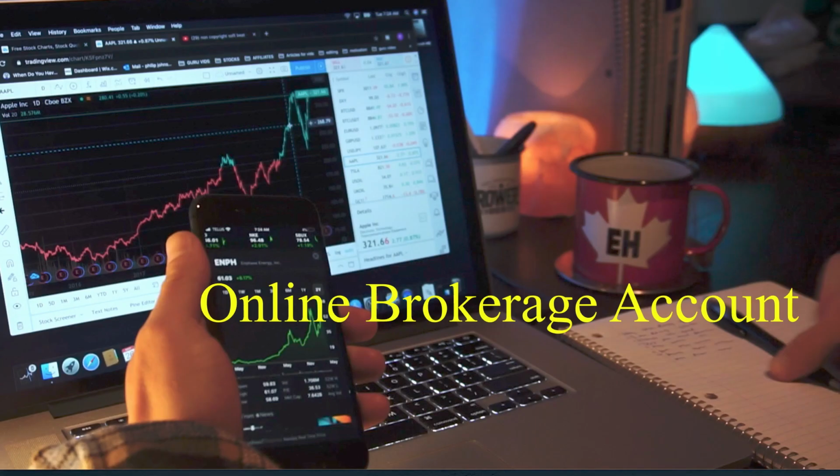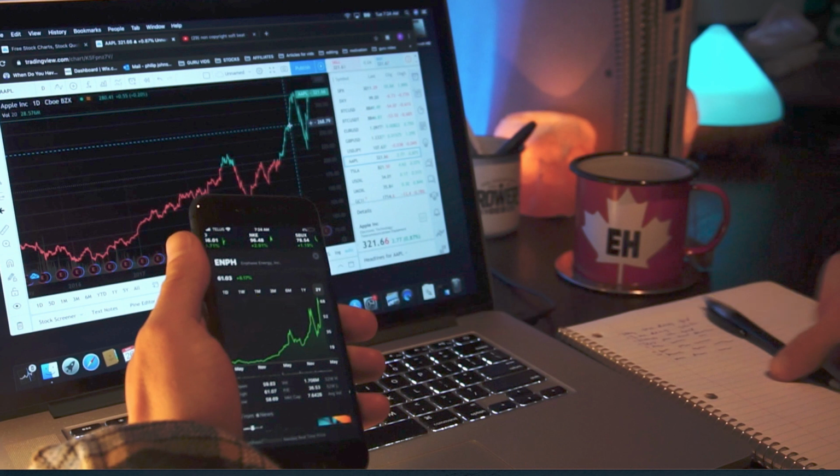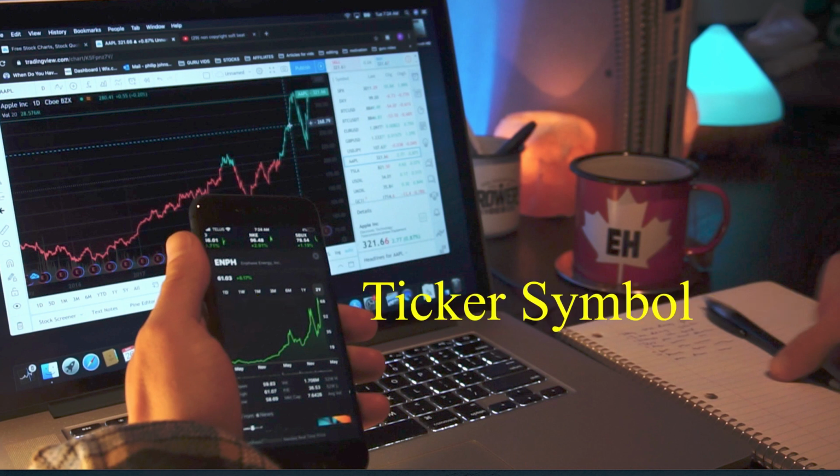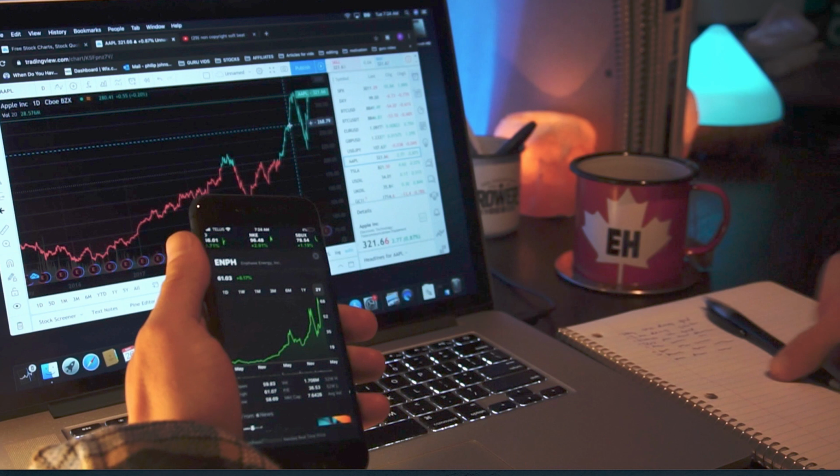Let's get into this. Online brokerage account. A broker is a person that buys and sells stocks for you. You register an online account to access their services. Ticker symbol. Each stock has a ticker symbol and it's how we search for them in Google or stock market apps like Yahoo Finance. Portfolio. This is where you keep your stocks and cash, and each stock represents a percentage of your portfolio. Press release. When a company has news, it releases an article.